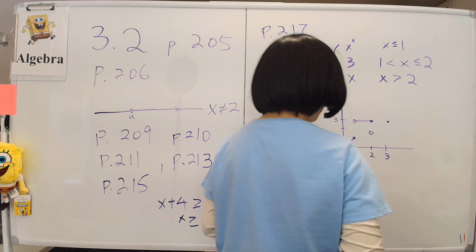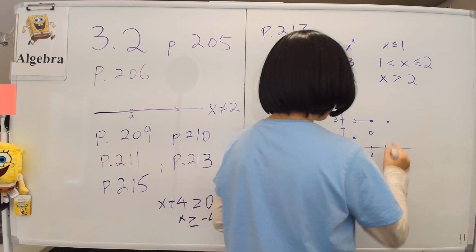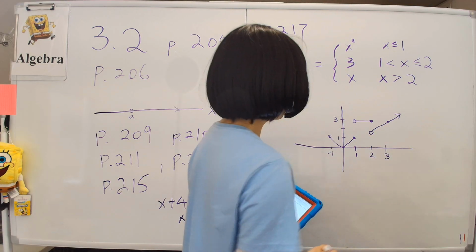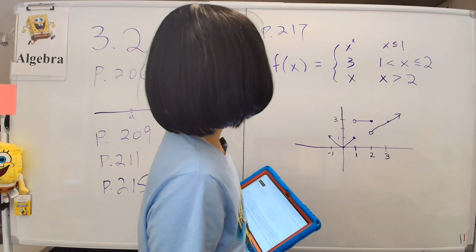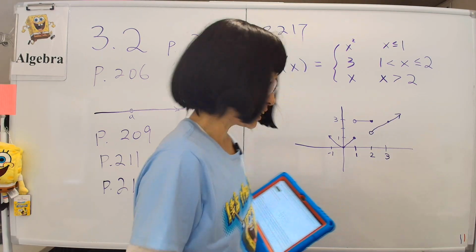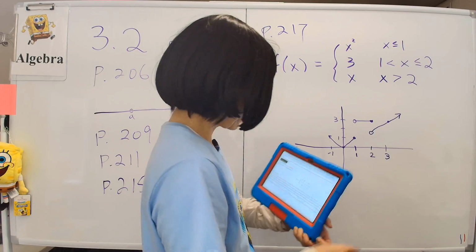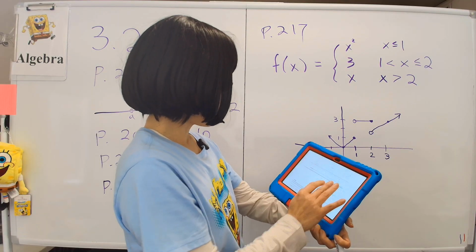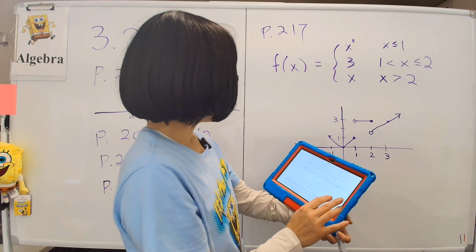And it doesn't stop here either, okay? It keeps going. So then the function goes like this, and we'll draw an arrow to mean that it keeps going. So here's our piecewise function, very ugly, but that is the idea, okay? And let's look at the next page. Yep, that is what the book shows as well.